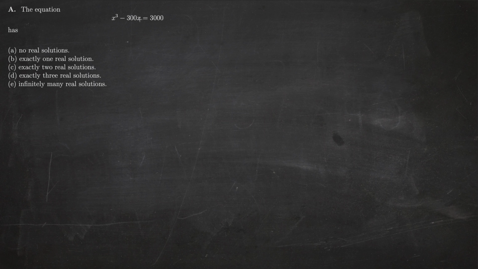The equation x cubed minus 300x equals 3000 has how many solutions? No real solutions, one real solution, two real solutions, three real solutions, or maybe infinitely many real solutions? So if you take one quick look at this equation, you can see it is a cubic equation. It involves x cubed as well as some x term as well as a constant.